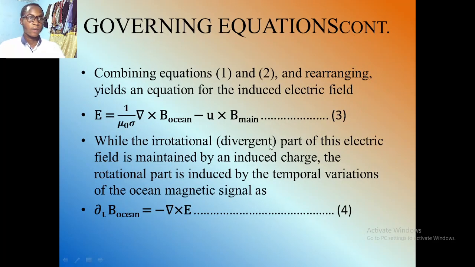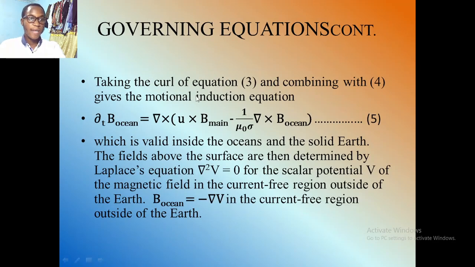So combining equation 1 and 2 and rearranging them yields an equation for the induced electric field, which is given by equation 3. So while the irrotational part of this electric field is maintained by an induced charge, the rotational part on the opposite side is induced by temporal variations of the ocean magnetic signal, which is given by equation 4. So taking the curl of equation 3 and combining with equation 4 gives the motional induction equation, which is given by equation 5. And this equation 5 is valid inside the oceans and the solid Earth. So the fields above the surface are then determined by Laplace's equation, which is given by this relation for scalar potential V of the magnetic field in the current-free region outside the Earth's sphere.